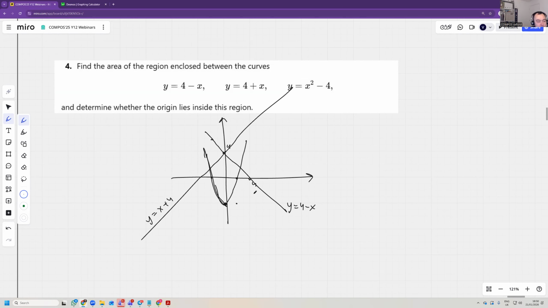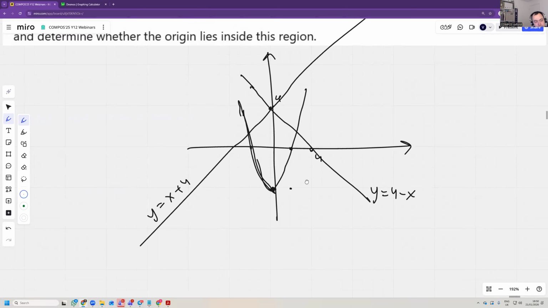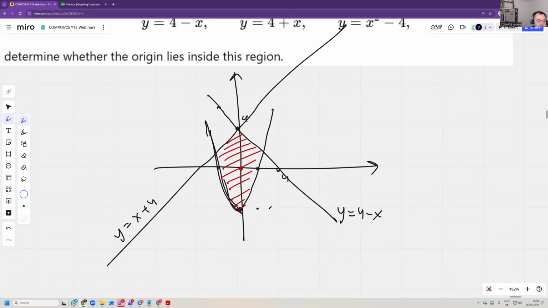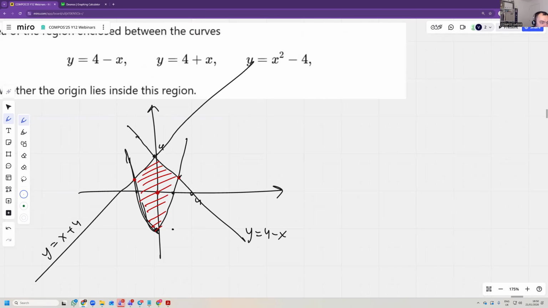Okay. Well, what would you do here? You need this area, and the origin does lie in that area. Yeah, you would integrate. You need to find these points of intersection. So to find point A, you intersect the two curves. Your y equals 4 minus x.